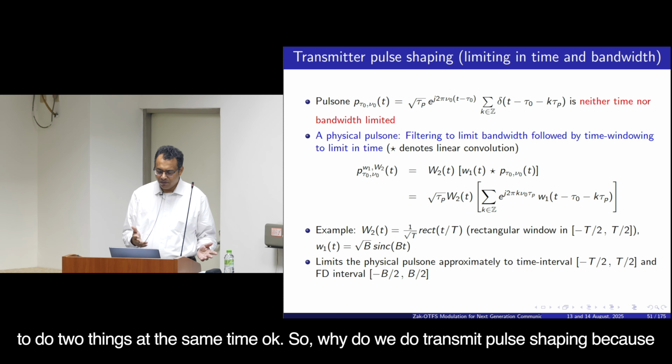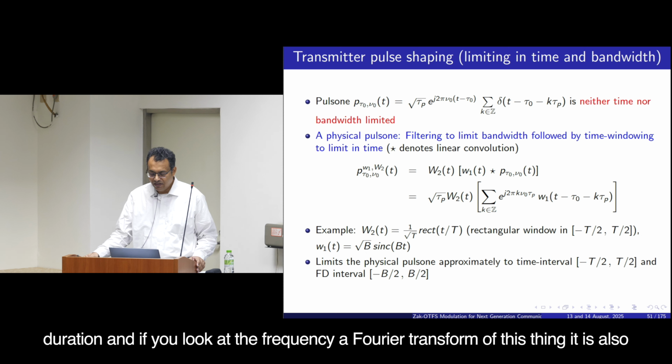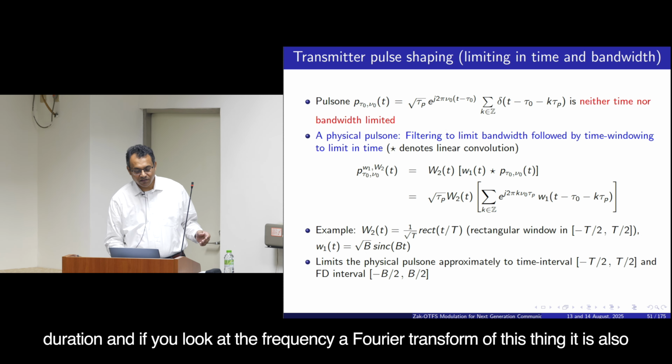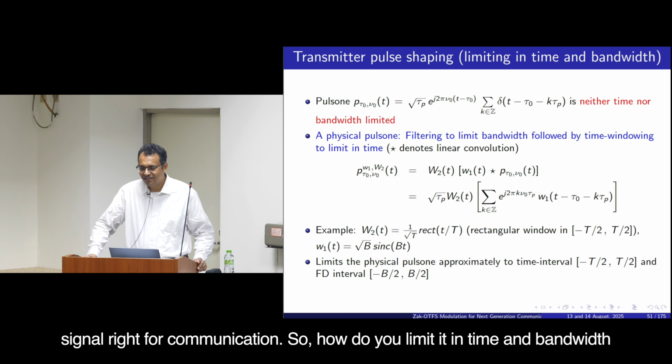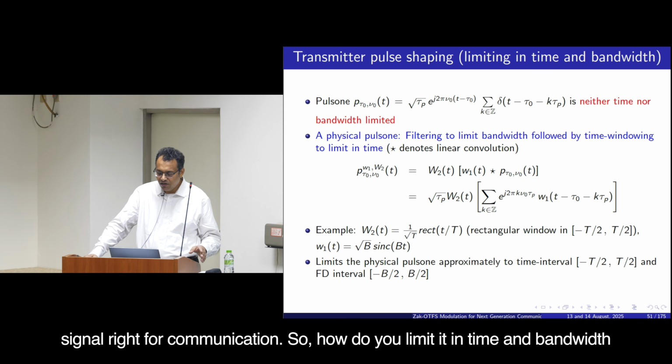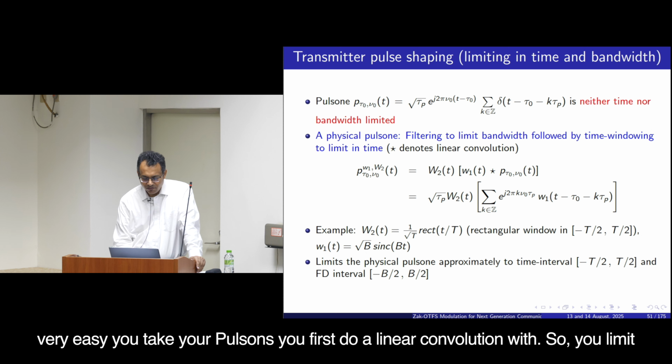So why do we do transmit pulse shaping? Because I cannot simply use this as my carrier waveform. Why? Because it has infinite time duration, and if you look at the Fourier transform of this thing, it's also a pulse train, so it's infinite bandwidth, right. So that's not a practical signal for communication. So how do you limit it in time and bandwidth? Very easy. You take your pulson, you first do a linear convolution with W1, so you limit the bandwidth.